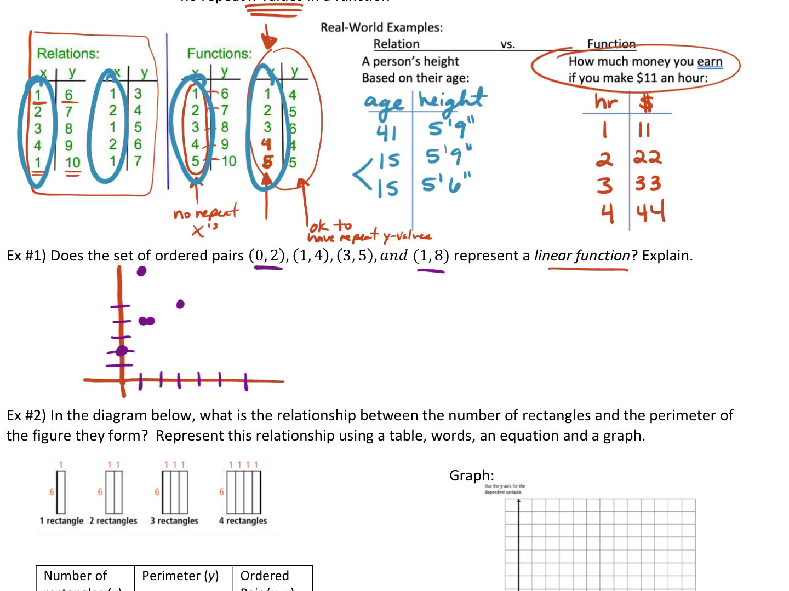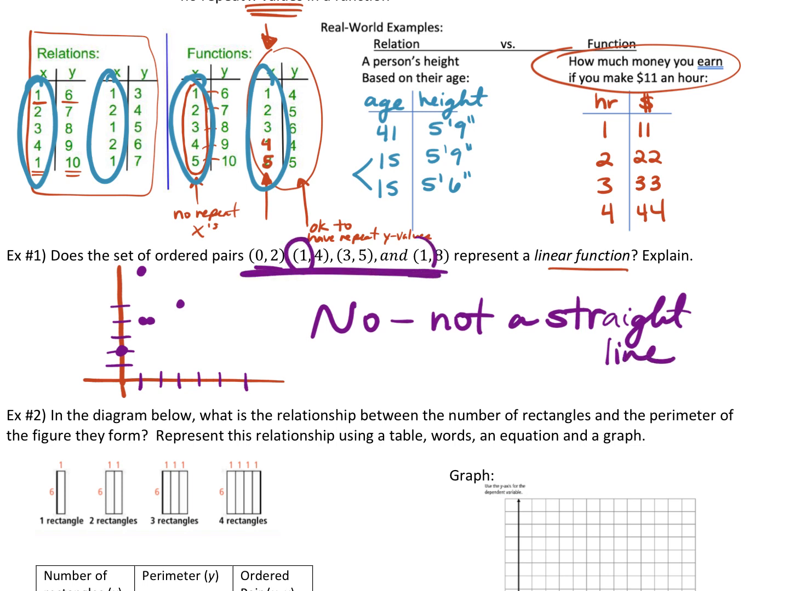We said for it to be a linear function, first of all, you cannot have repeat X values for it to be a function. If it's going to be a linear function, it's got to be a straight line. Is that going to make a straight line when you connect those? No. So we would say no, not a straight line. And really, is it a function in general? We would say no, because we also have repeat X values. So it won't be a function if your X values are repeating.